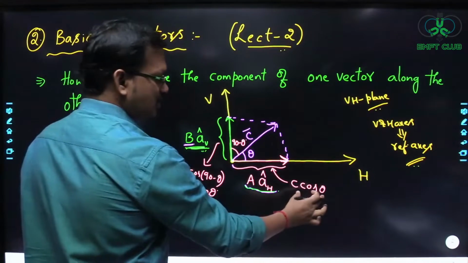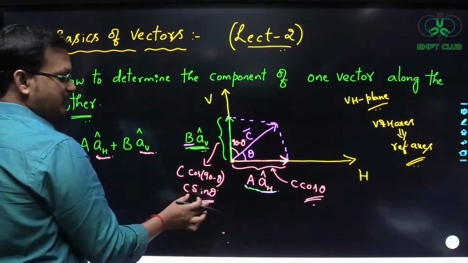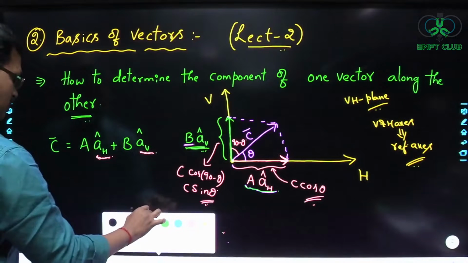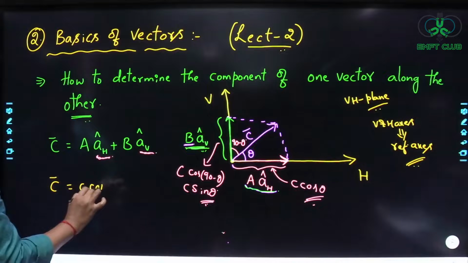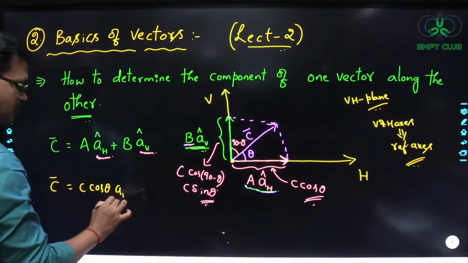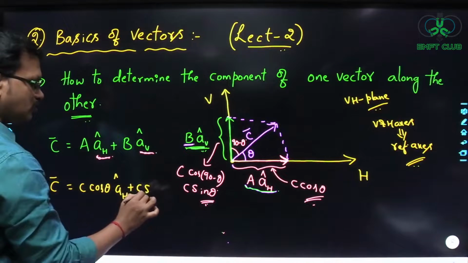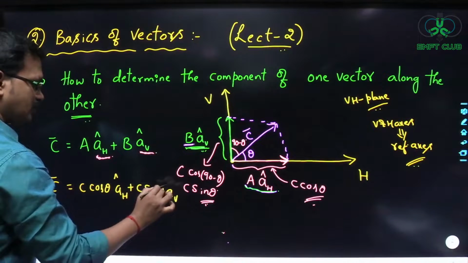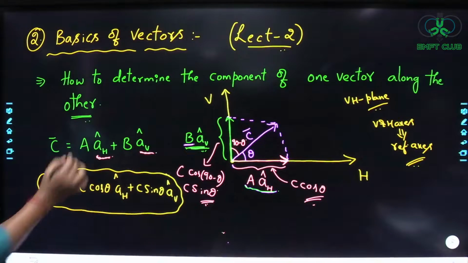And this C cos theta is the component of C bar along the horizontal direction. This C sin theta is the component of C bar along the vertical direction. So I can write C bar in this manner. C bar is equal to C into cos theta along the horizontal direction, AH cap, plus C into sin theta along the vertical direction, AV cap. So in this manner we can represent the C bar.